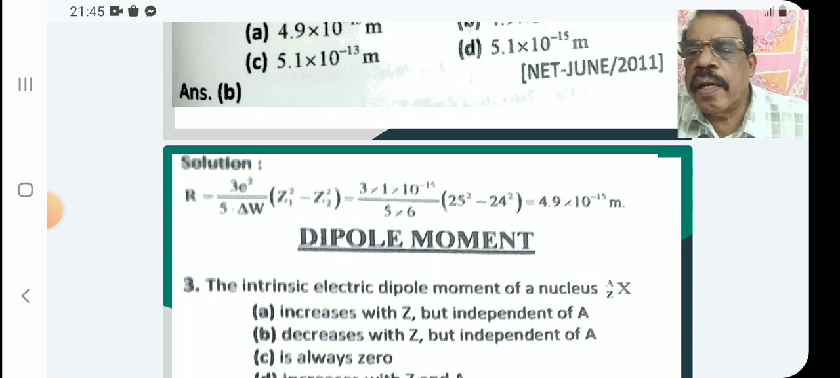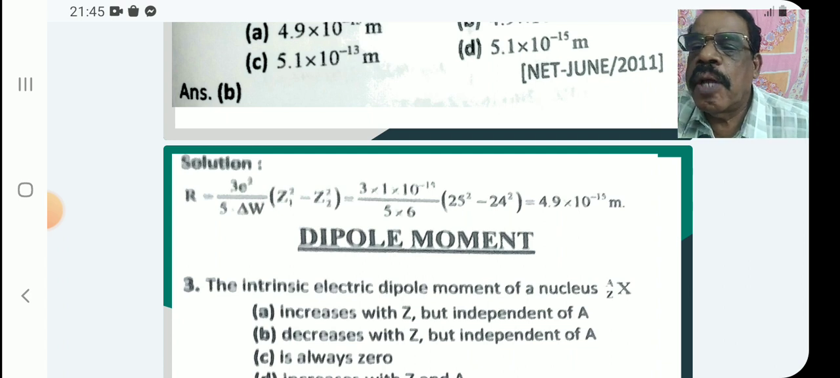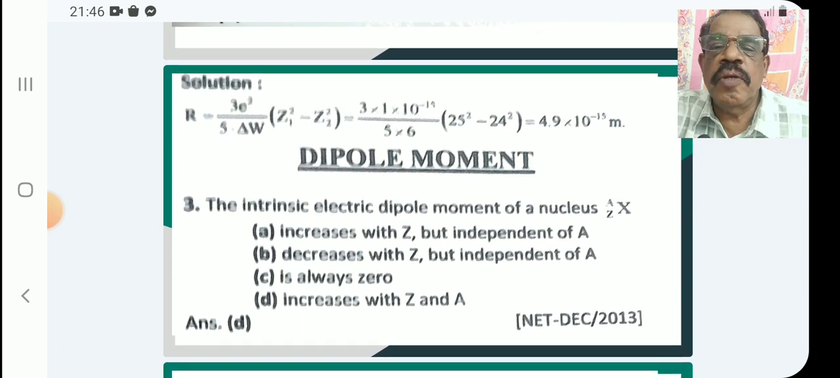And the nuclear radius in terms of energy is given. It is 3 e square by 5 delta W into Z1 square minus Z2 square. The values substituted, we get 4.9 into 10 raised to minus 15 meter.